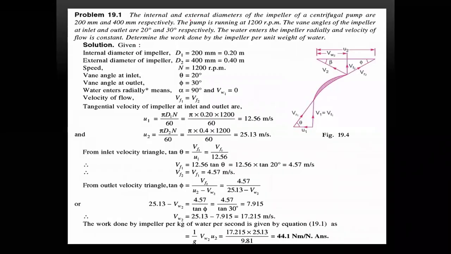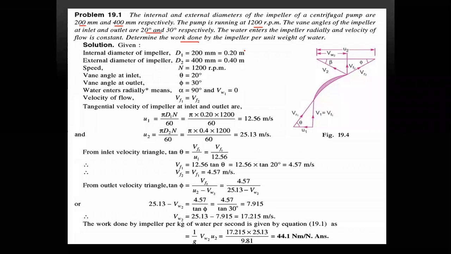The internal and the external diameters of the impeller of the centrifugal pump are 200 mm and 400 mm. The pump is running at 1200 rpm. The vane angles of the impeller at inlet and outlet are 20 degrees and 30 degrees. The water enters the impeller radially and the velocity of flow is constant. Determine the work done. So first write the given.